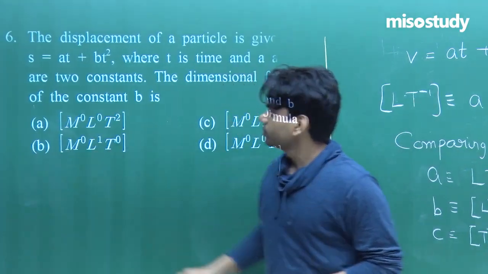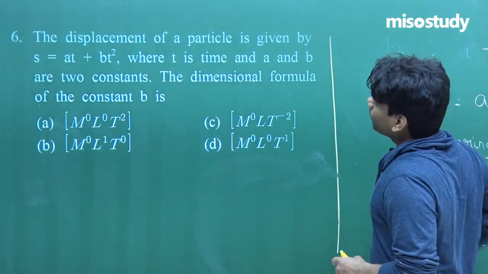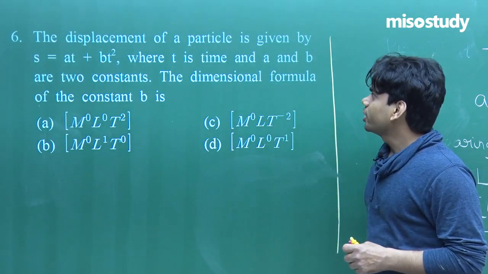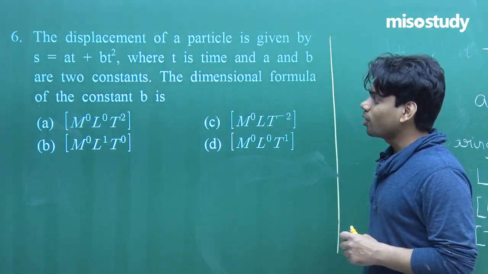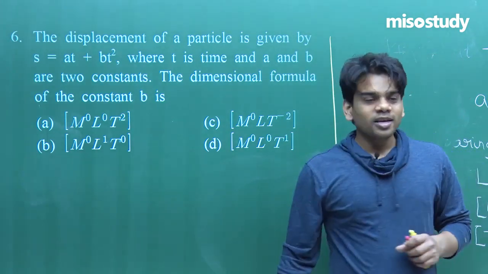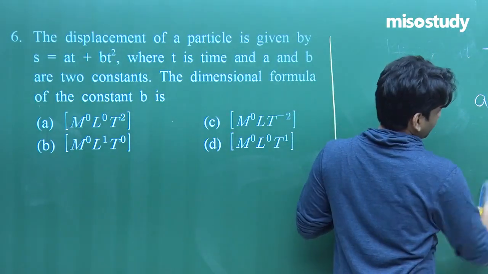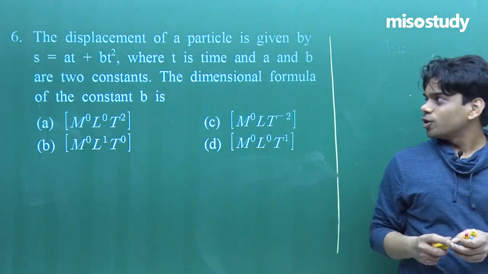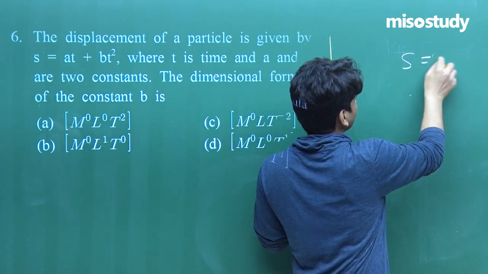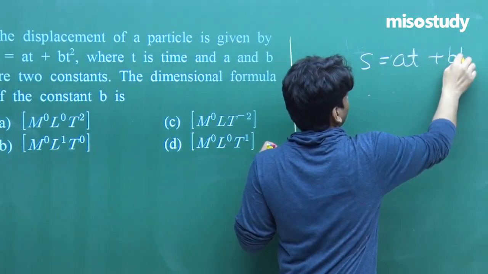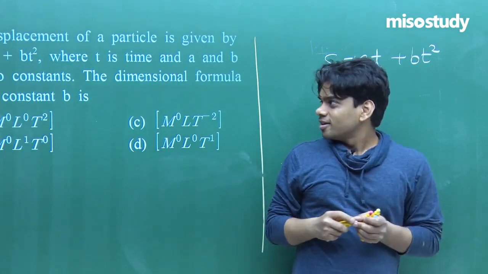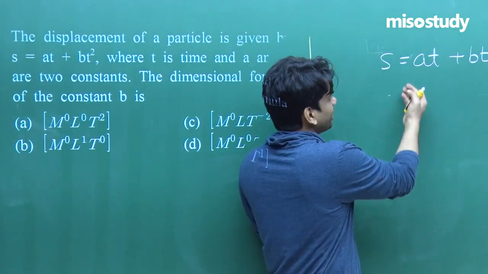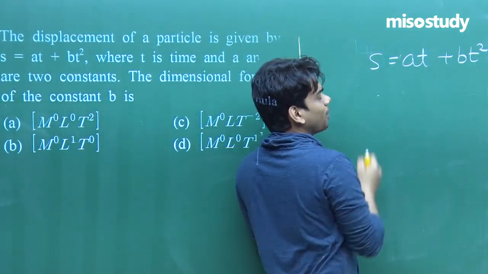The sixth one. The displacement of a particle is given by s equal to at plus bt square, where t is time and a and b are two constants. The dimensional formula of the constant b is, we have to check the option. In the same method, using the same procedure, let's go ahead. S equal to at plus bt square. We got this. Dimension of A and the dimension of, see, every term on the right hand side is dimensionally equal to the term on the left hand side.